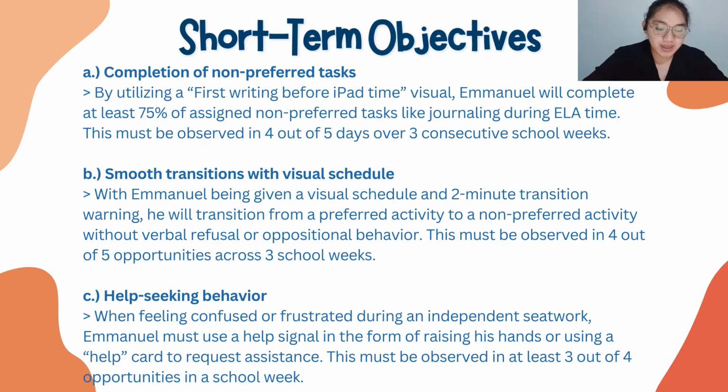So, next, help-seeking behavior. When feeling confused or frustrated during an independent seatwork, Emmanuel must use a help signal to request assistance. And this must be observed in at least 3 out of 4 opportunities in a school week. So, dapat si Emmanuel during task, if nahihirapan talaga siya, he will proactively ask for help.